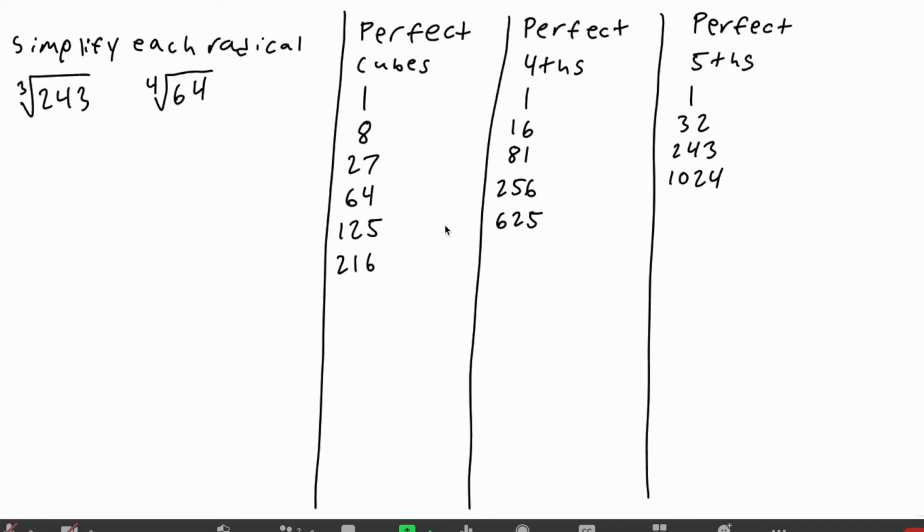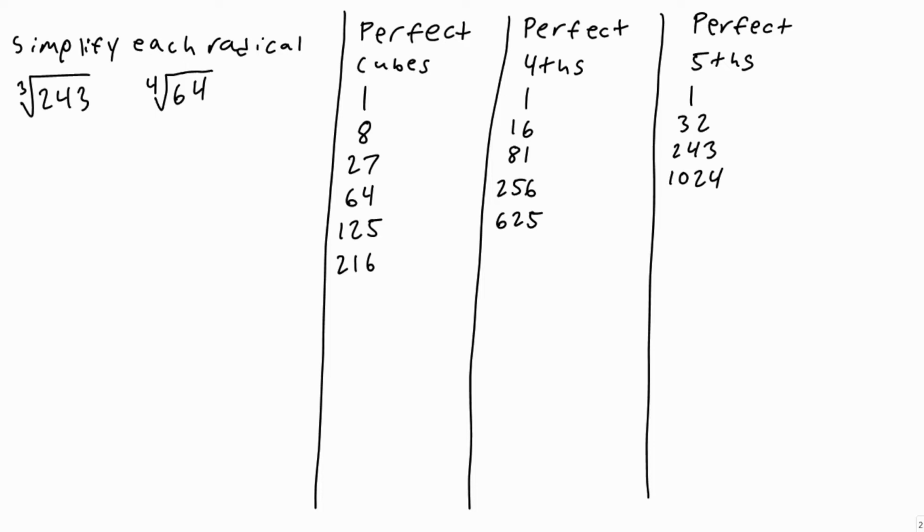So we have one cubed, which is one, two cubed, which is eight, three cubed, which is 27, four cubed, which is 64, five cubed, which is 125, and six cubed, which is 216. And it goes farther. It goes to infinity, of course. But these are the main ones you'll need to know.